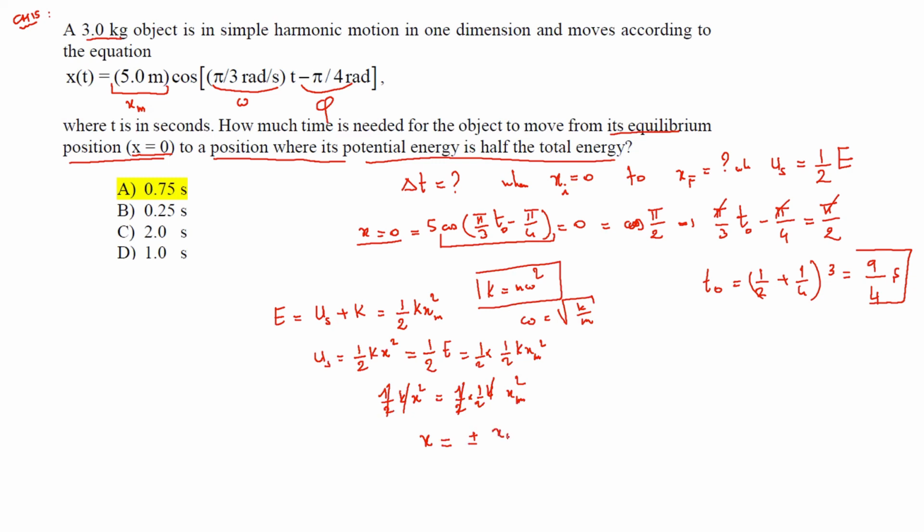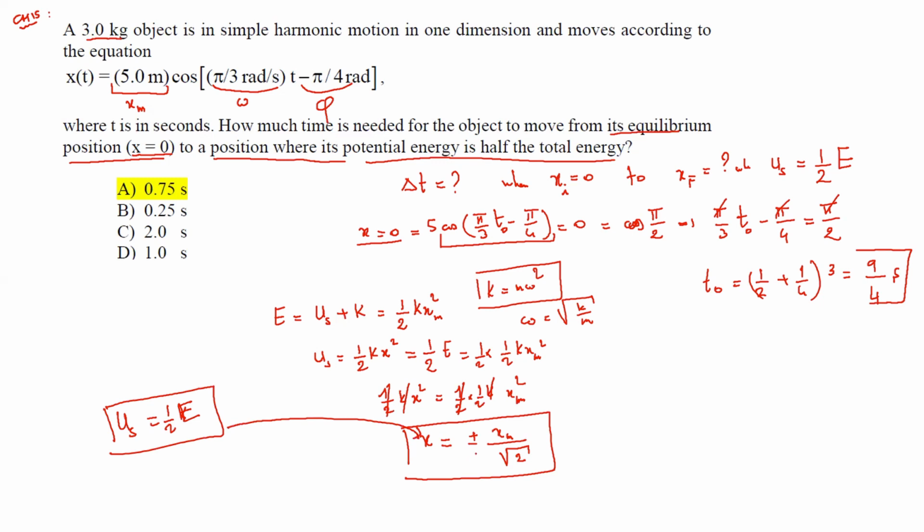Plus or minus x max divided by square root of 2. Okay. And this is a position at which I have spring potential energy is half mechanical energy. So the position xf that I'm looking for is this xf. It's basically x, which is equal to plus or minus x max divided by square root of 2. Let me take the positive value, okay? Let me just say plus x max divided by square root of 2.